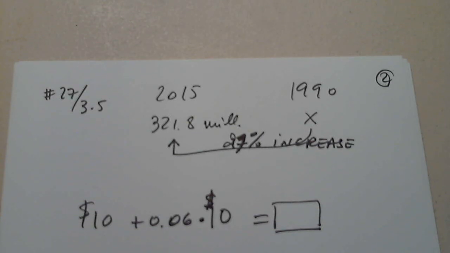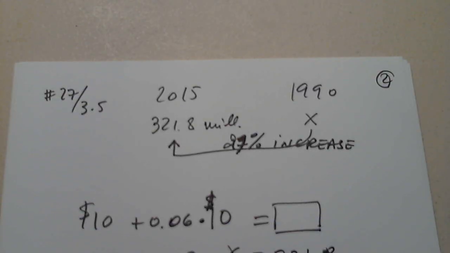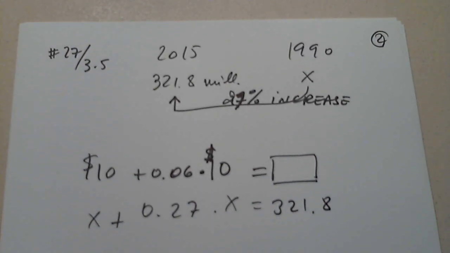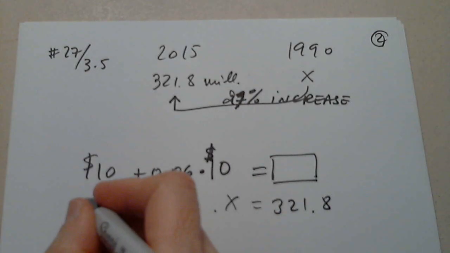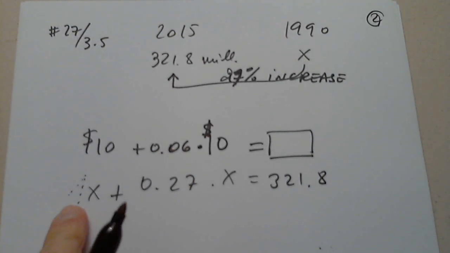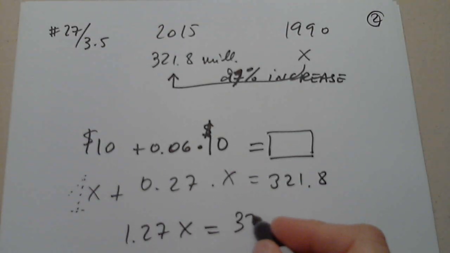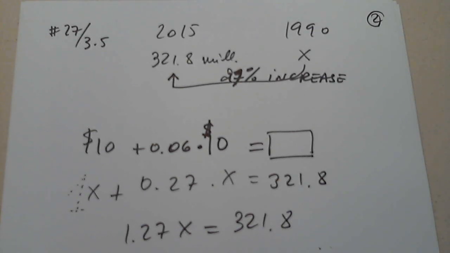Would it be x plus 0.27x? Exactly. If you understand that, you understood half of this module. Absolutely. But remember, this is always easy, and you know a lot more than you think. To $1, I add 27 cents to get 1.27x equals 321.8. This is the equation we need to solve.